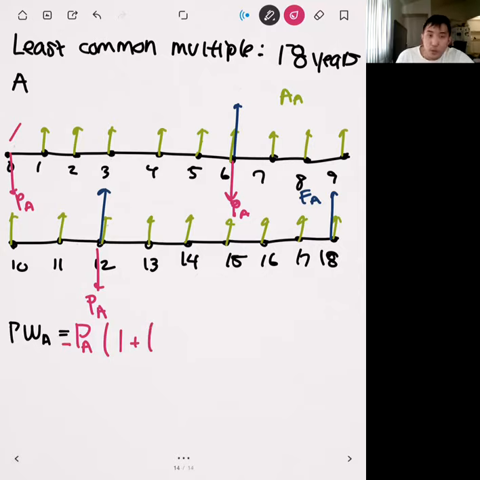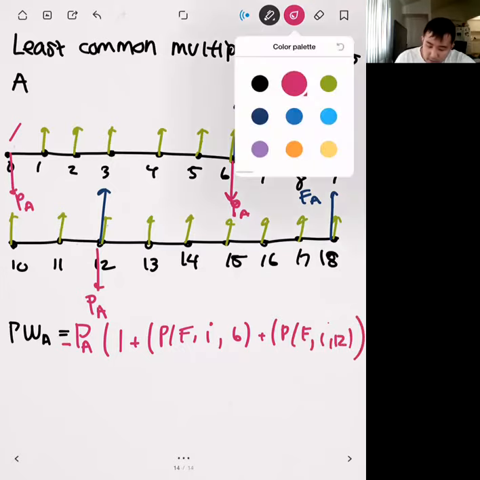And so in order to transport this back into year 0, we have to do a P over F. And then, I don't think I gave an interest rate, so let's just say it's I. And this will be 6 years because this occurs in year 6. And then to this, we're going to add the factor that occurs in year 12. And so those are all the P over A factors.